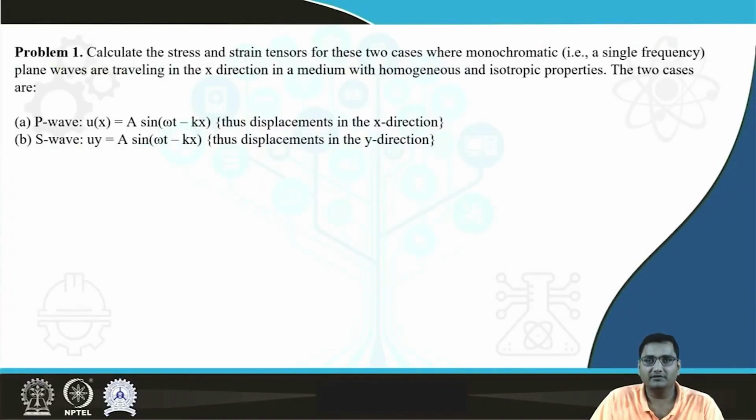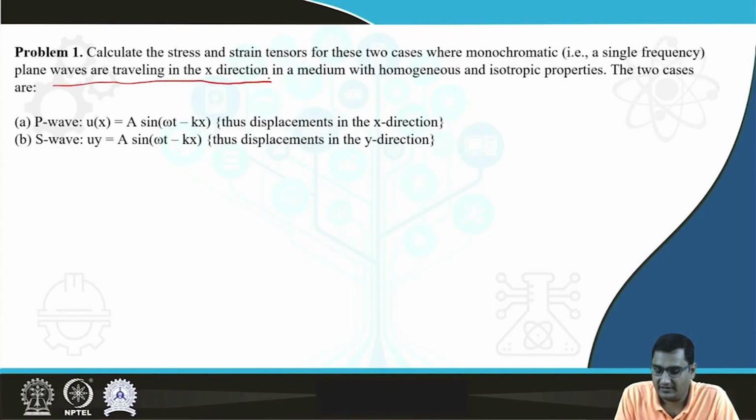Question number 1 says: calculate the stress and strain tensors for these two cases where monochromatic, that means a single frequency, plane waves are traveling in the x direction in a medium with homogeneous and isotropic properties. The first case is a P wave, for which the displacement as a function of x is given as a sin(omega t minus kx). So you can see this is a traveling wave which is traveling in the positive x direction.